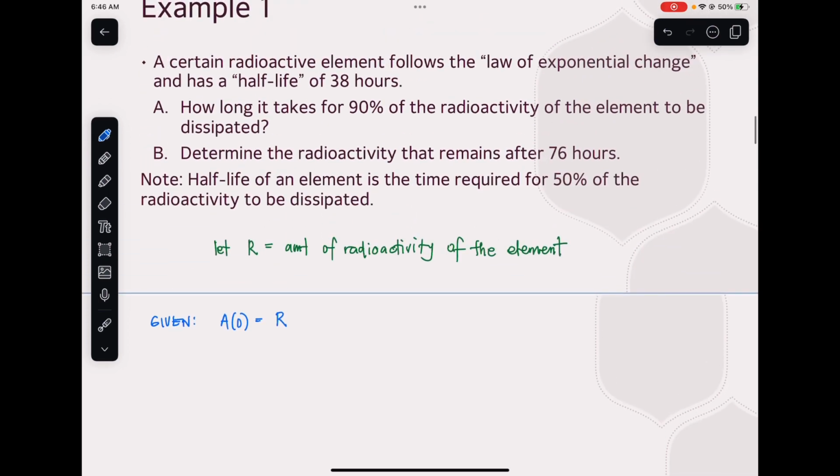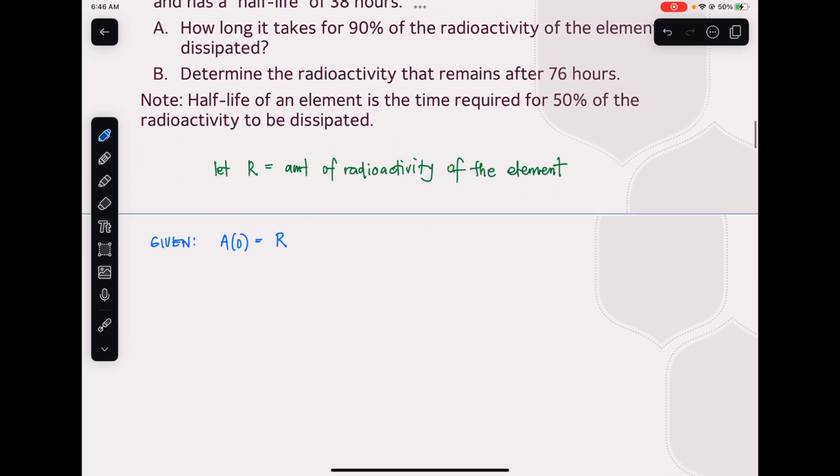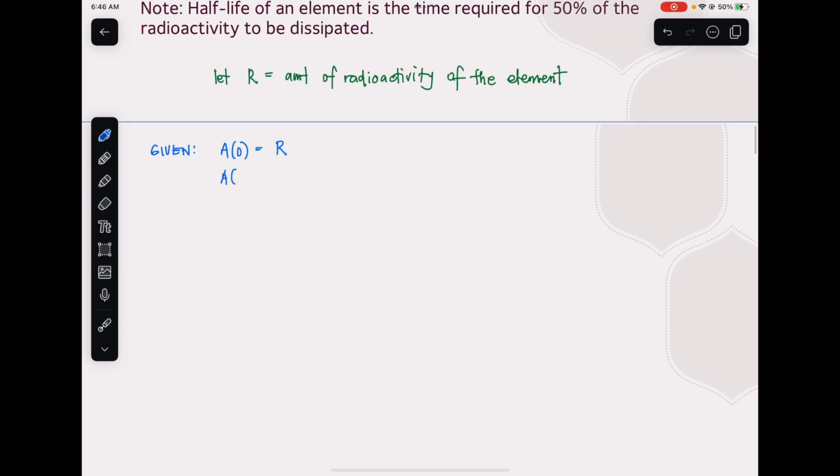But then we are given the half-life, which is 38 hours. So after 38 hours, when we say half-life, it's 50%. The original amount will be reduced to 50% of its original value. Originally it's 100%, so 50% of that would be 0.5 of R. And these are the two givens that we need in order to determine the value of C and the value of K. So we get the value of C here, then we get the value of K here, so as to get our formula.